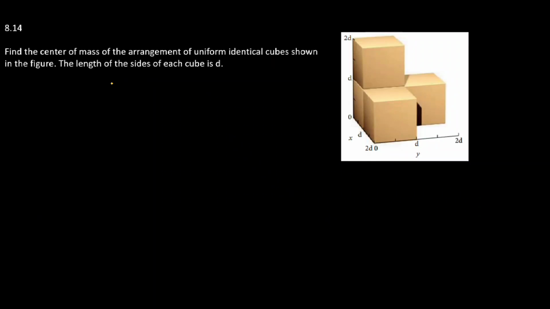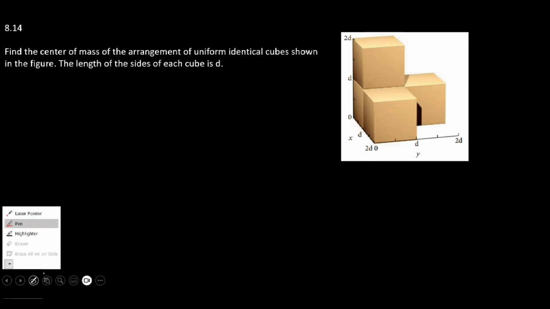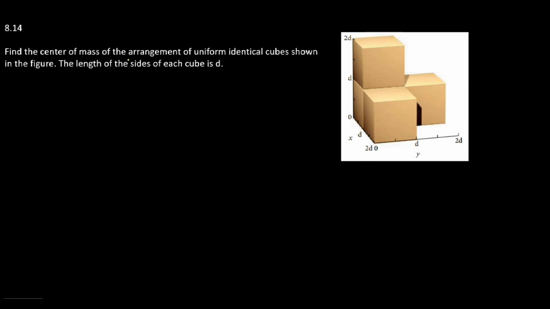In this video, we are going to discuss how to calculate the center of mass for a system of objects. The question says, find the center of mass of the arrangement of uniform identical cubes shown in the figure. The length of the side of each cube is d. Whenever they say identical, it means the objects have the same dimension. Each of the cubes will have the same side d as well as the same mass.